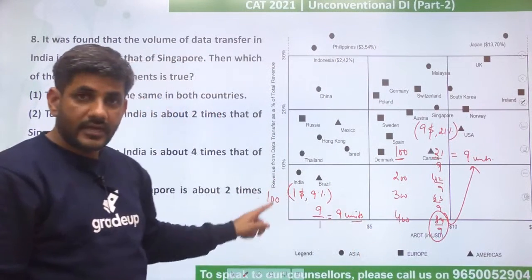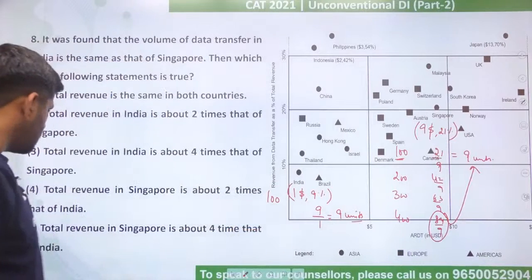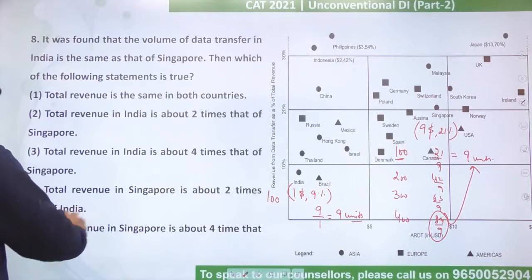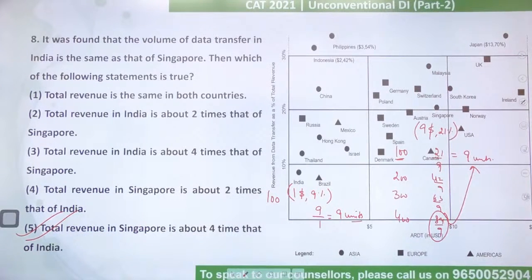Singapore's revenue should be 4 times India's revenue. Where is this? Total revenue in Singapore is 4 times of what that in India. So the answer for this question is 5.